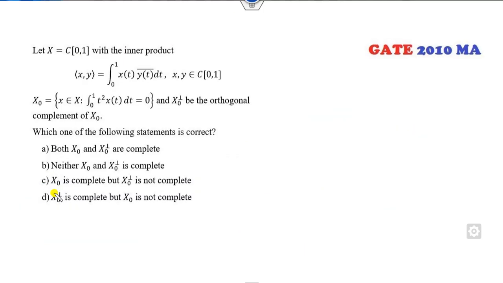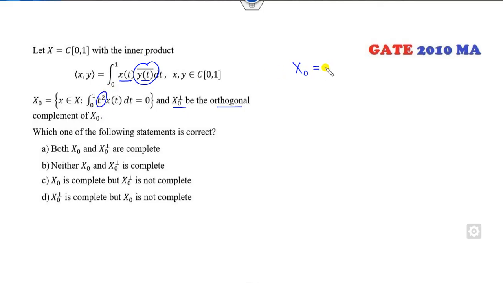Okay, look at another one. The inner product is defined here. X naught is given, and X naught bar is the orthogonal complement. Which of the following is complete? What is X naught? X naught is the set of all those x. If you compare them, what is that? It's the element, what is the y? That means this value is nothing but my t square.